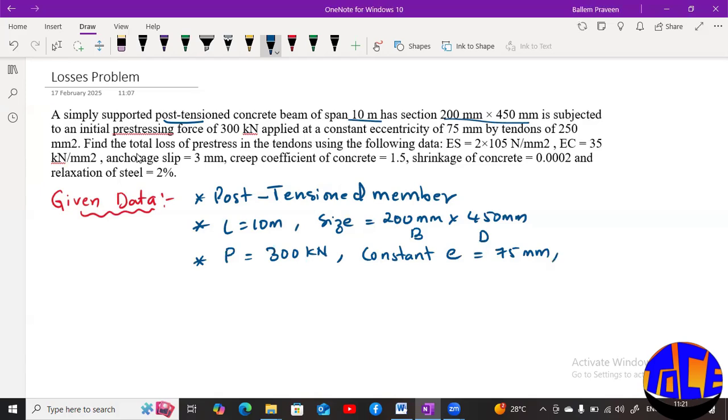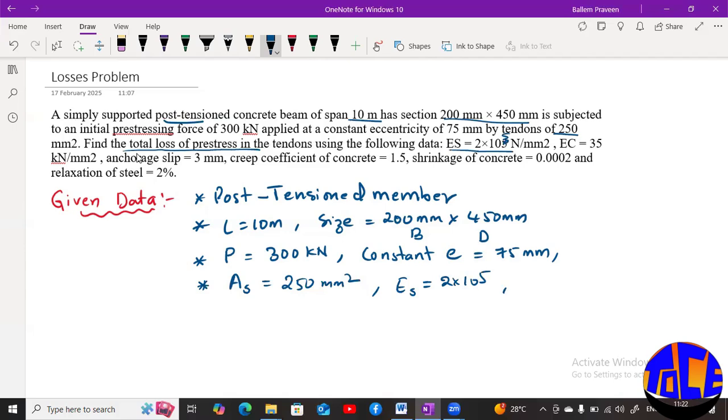And he has mentioned the tendon has an area of 250 mm square. So area of steel, A_s, that is the tendon, has an area of 250 mm square. And what else has he mentioned? He is asking to find the total loss of prestress in the tendon. And he has given E_s, Young's modulus of the steel, that is 2 into 10 to the power of 5.